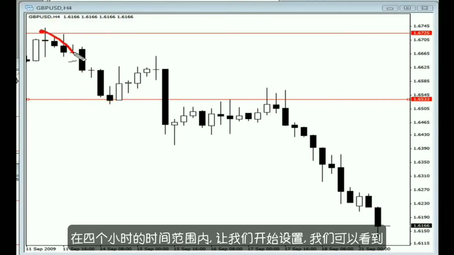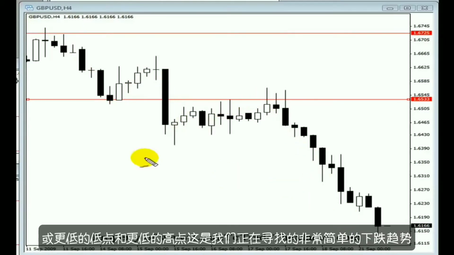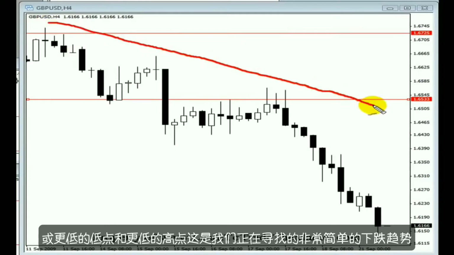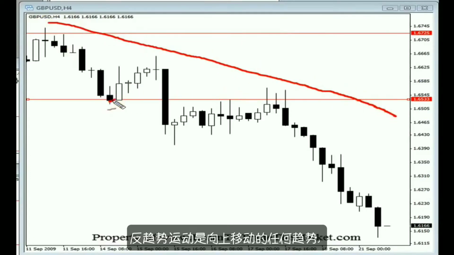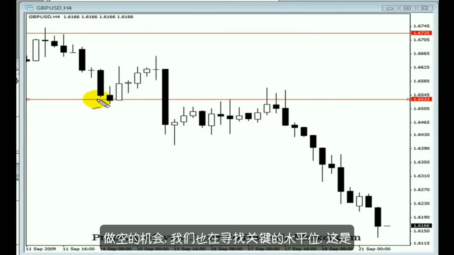We can see the chart was breaking from left to right. We've got this 1, 2, 3 formation, or the lower lows and lower highs. That's a very simple downtrend. We're looking for counter trend movement, that's any movement to the upside to create a shorting opportunity. We're also looking for key horizontal levels.